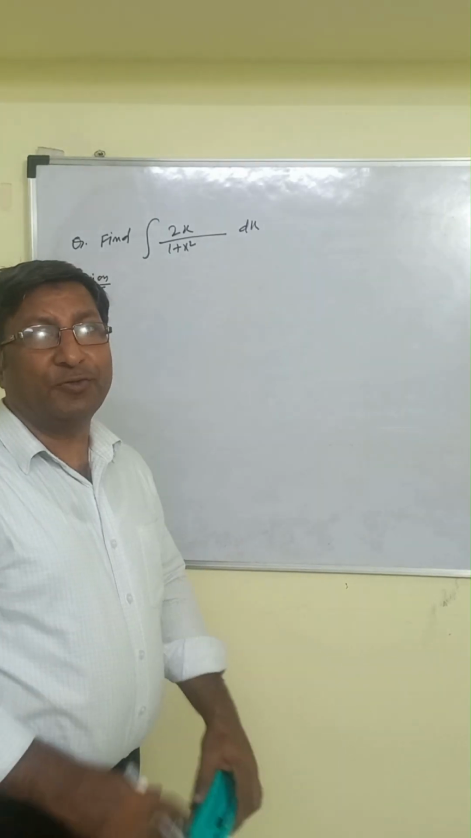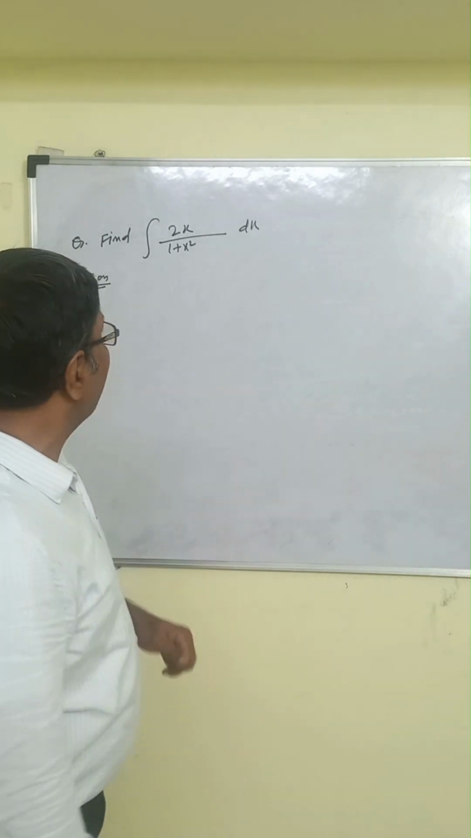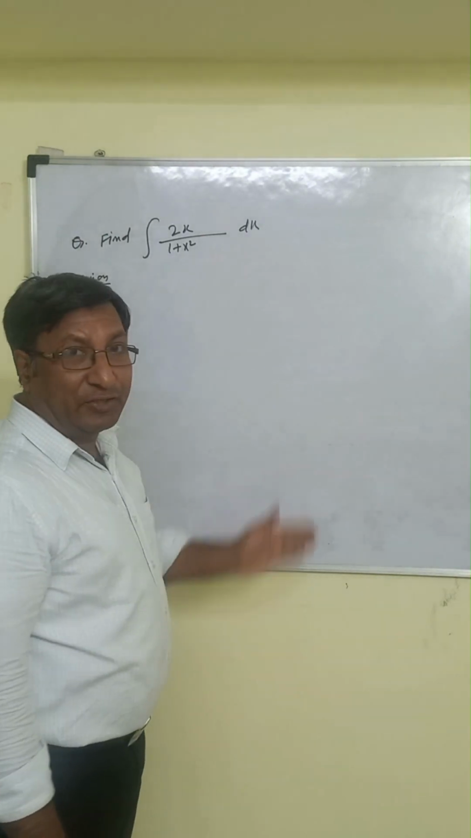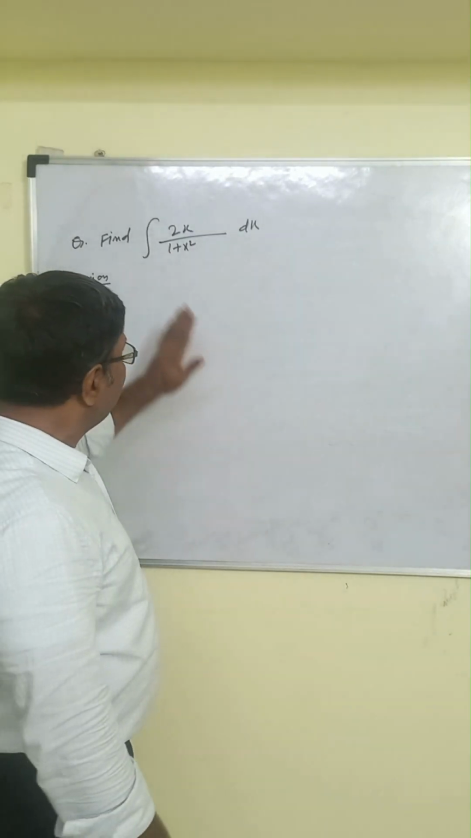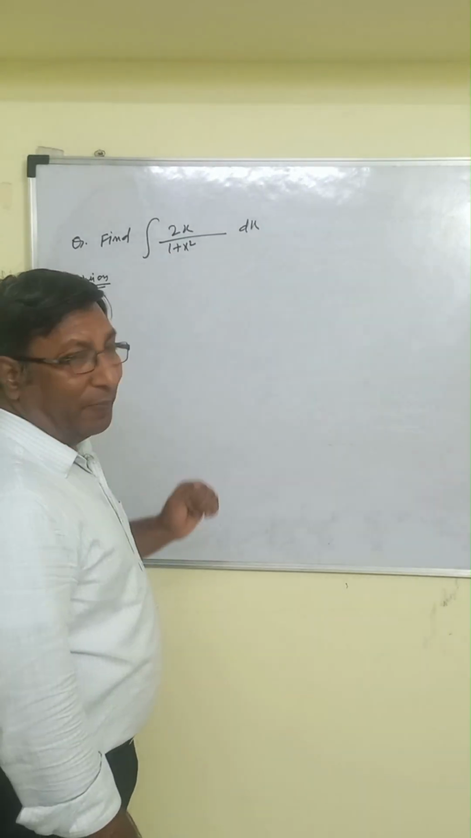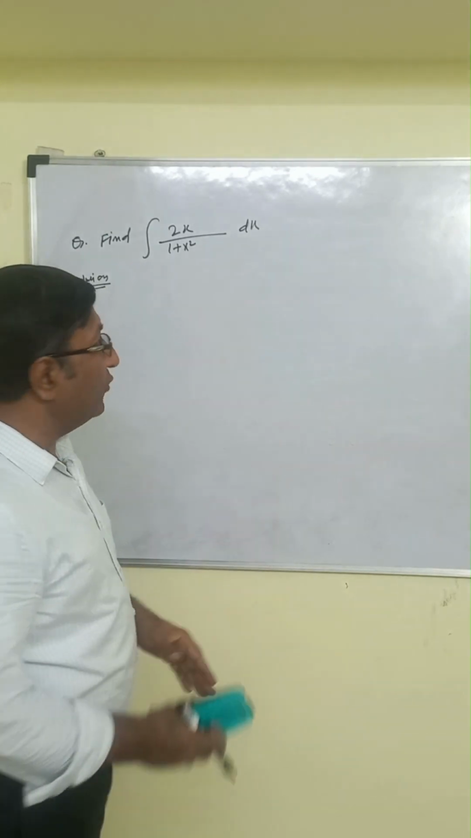Most important question of integration. Let us see the question. Find the integration of 2x upon 1 plus x squared. For this type of question, we have two methods. First we are solving by substitution.